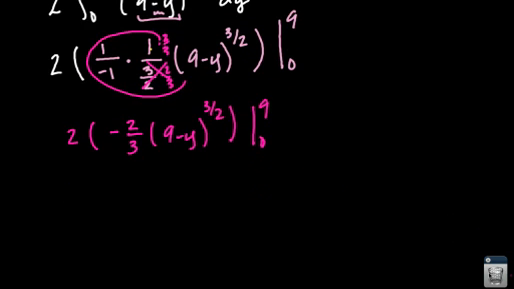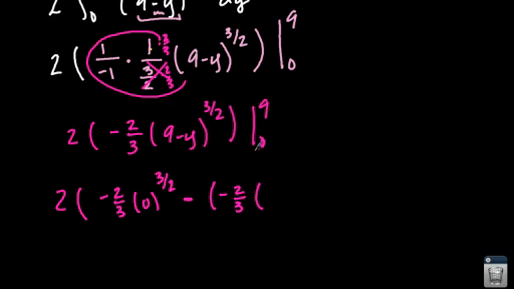Okay, so let's go ahead and plug in. We're just going to leave the 2 hanging out front there. So we end up with negative 2/3 times 9 minus 9, which is 0. I already knew that coming in because I can observe that. And then I'm going to take away from that negative 2/3. For y, I'm going to put in 0 this time. 9 minus 0 is 9 to the 3 halves.